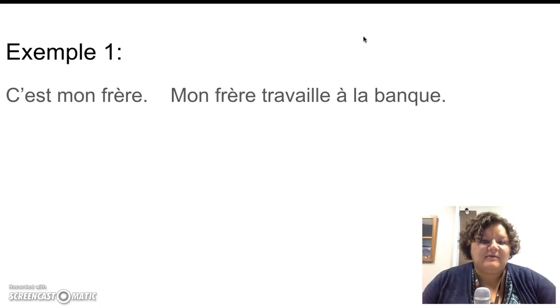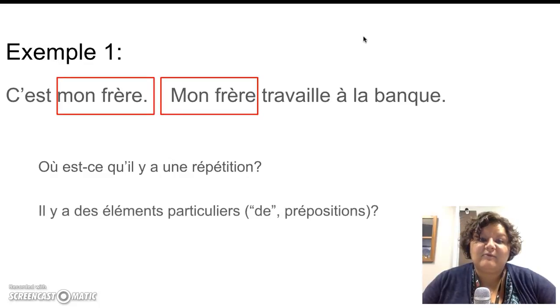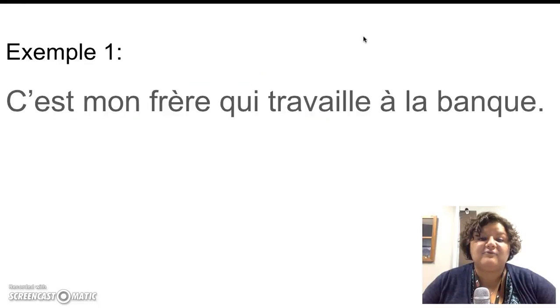Okay? So here's our first example, and I'm going to go through this process that I've explained. First, where's the repetition? Mon frère. So that's what we want to get rid of. Are there any particular elements, like if you look before or after these words, anything like a de or preposition? No. So then all we have to know is what comes before or after the relative pronoun. Here the only thing that tells us anything is that we're going to have a verb after the relative pronoun, and that narrows it down to qui. So c'est mon frère qui travaille à la banque.